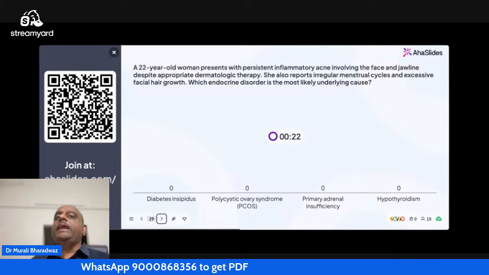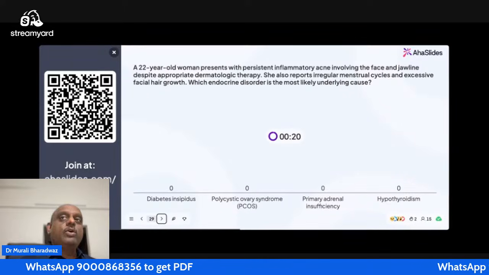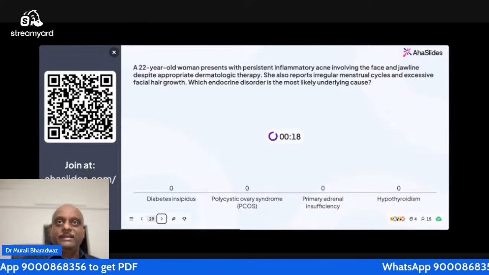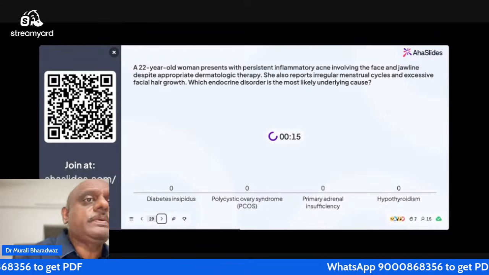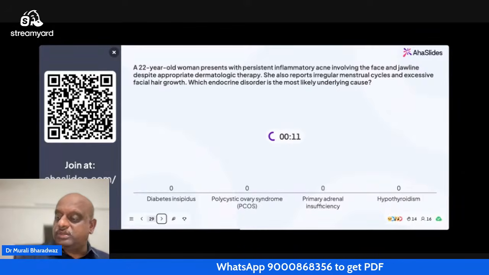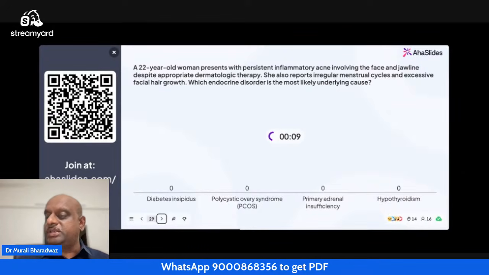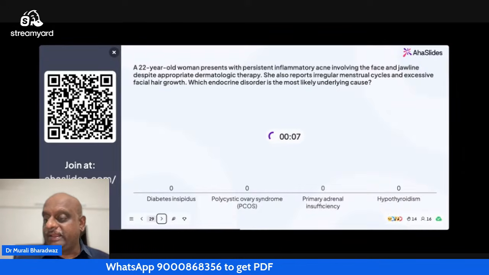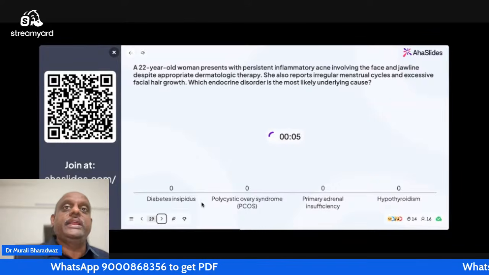Persistent inflammatory acne involving the face and jawline, irregular menstrual cycles, excessive facial hair growth. I'm sure you will all answer this correctly. Very easy question.